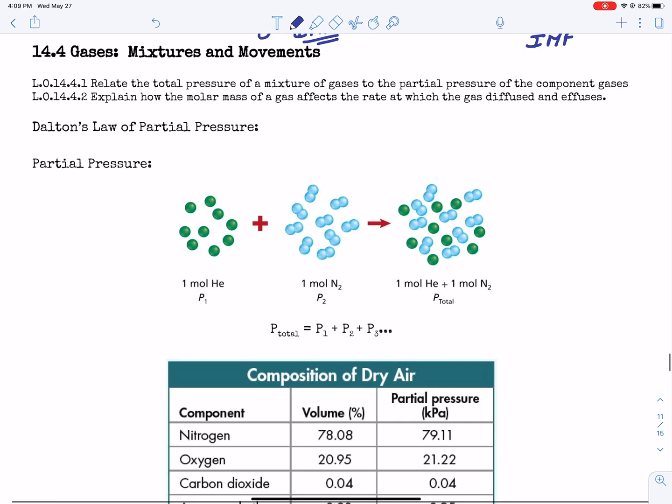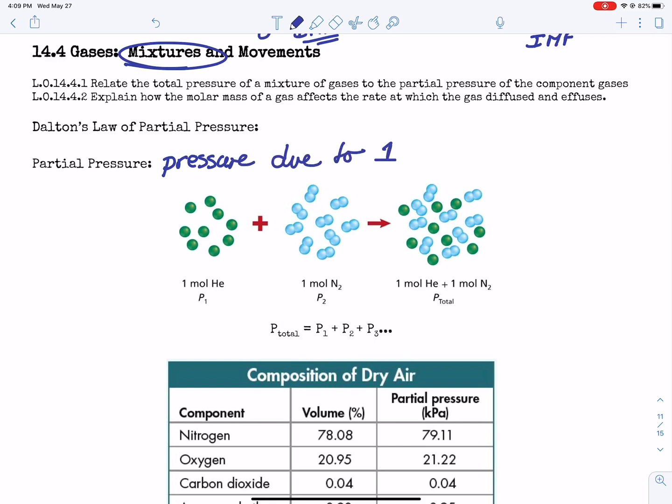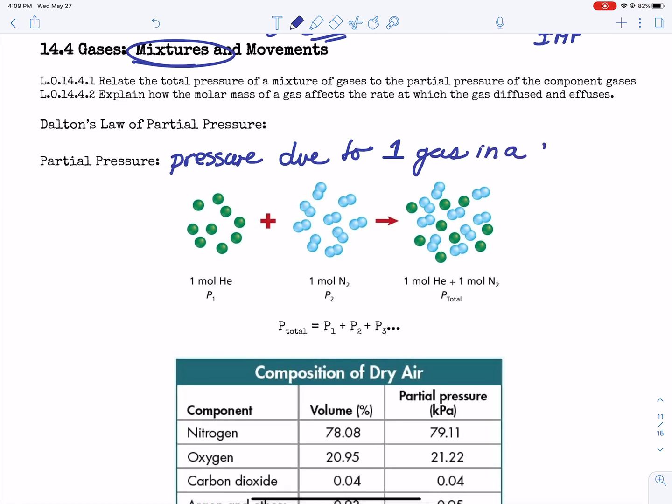Another thing to wrap up here: so far we've always just talked about one gas. So what will the pressure be if the volume, the temperature and the number of moles are given? What if there's a mixture of gases? That's what the next section is all about. First of all, we have this thing called Dalton's law of partial pressure. And what is partial pressure? Partial pressure is the pressure due to one gas in a mixture.